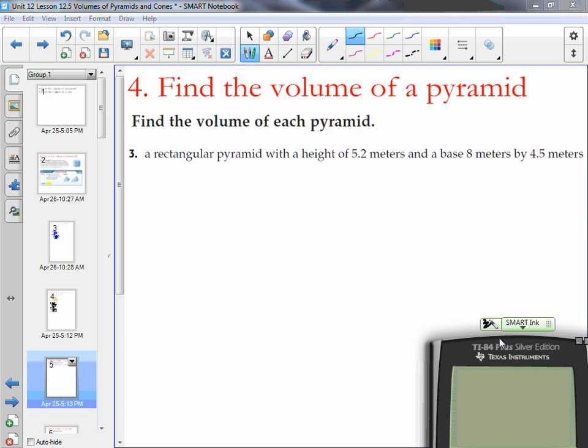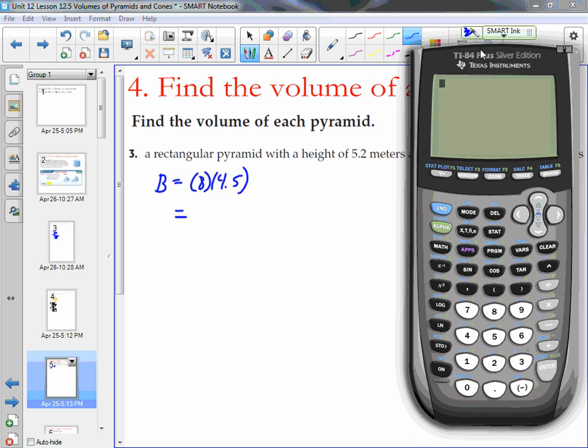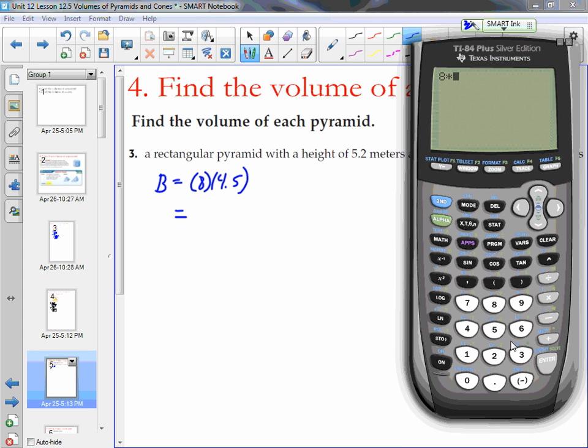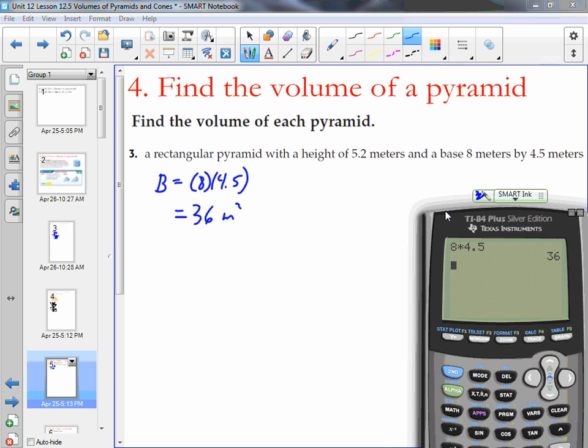So even though we don't have a drawing, the area of the base, since the base is a rectangle, and then they give us the length and width, or the base and height of the rectangle, so the area of the base is going to be 8 times 4.5. I'd really hate to miss this because I mismultiplied in my head. So 8 times 4.5, and I get 36 square meters. All right, finish it up from here. You know what to do.